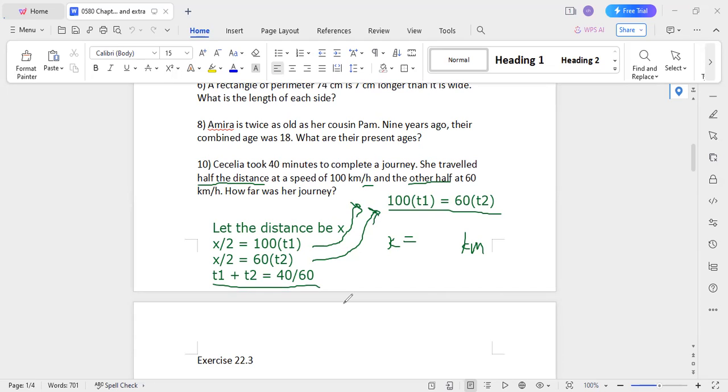What do you think the journey can be? And what do you think our distance can be? 3 hours. Okay. And then simultaneous equations. Simultaneous equations, how do we set it up?